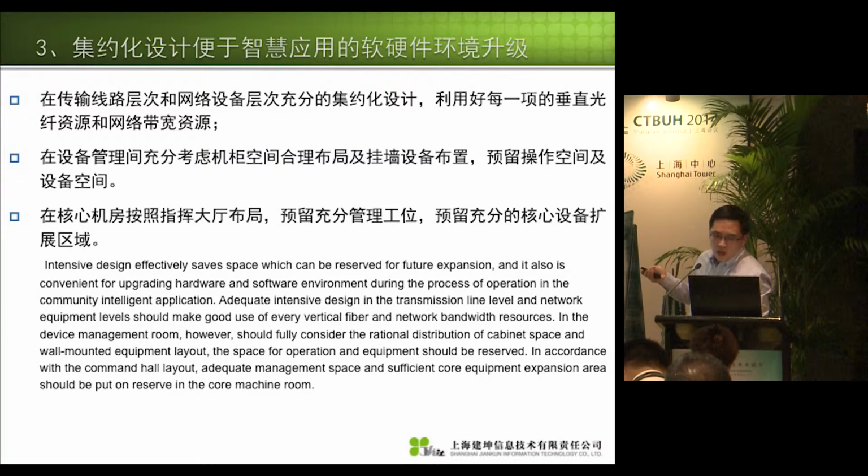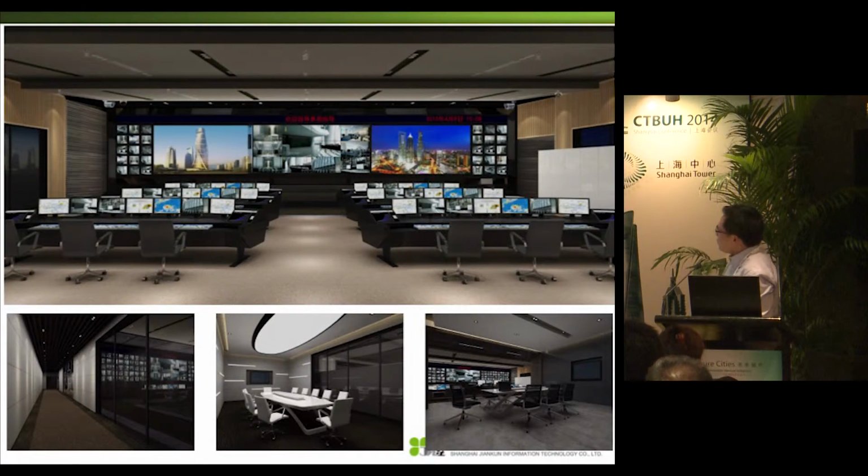So actually, we have also adopted the intensive design in order to upgrade both our software and hardware. So we would like to make full use of our vertical optical fiber resources and the network bandwidth resources. And we will also take full consideration of the reasonable space, in order to reserve some area for operation and equipment. And we have also reserved sufficient working positions in order to make sure that in the future these core equipment can also be scaled up.